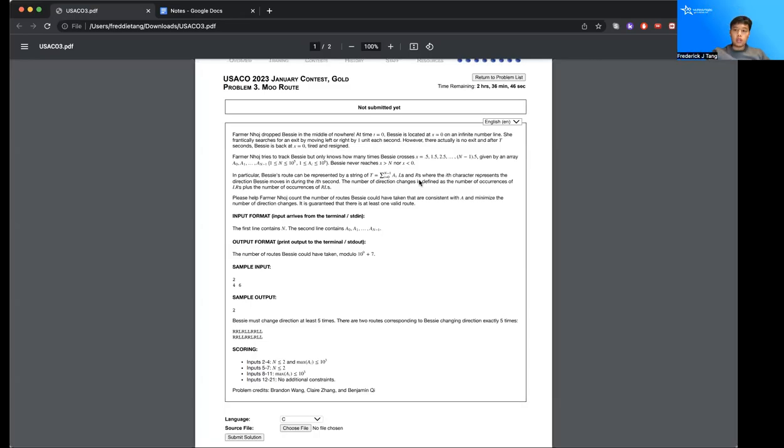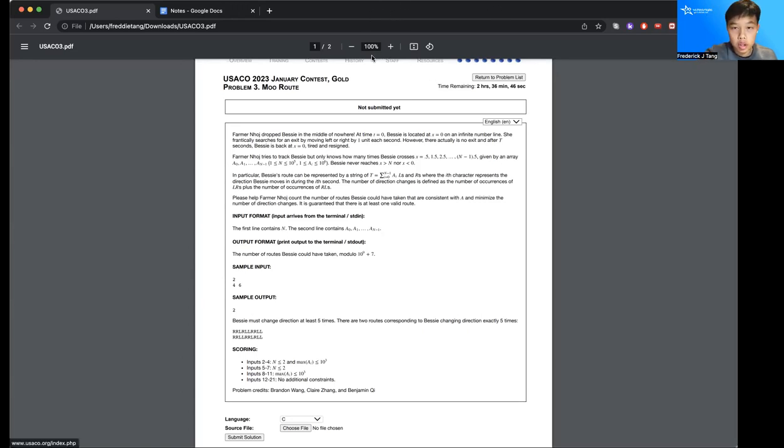Hey everyone, Freddie here, and I will be going over the third problem from this past January Gold Contest called Moo Route. So in this problem, we have Bessie, the cow, and she is located on a one-dimensional number line.